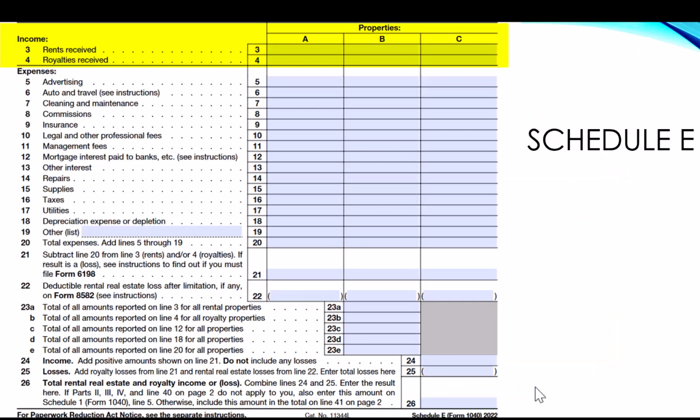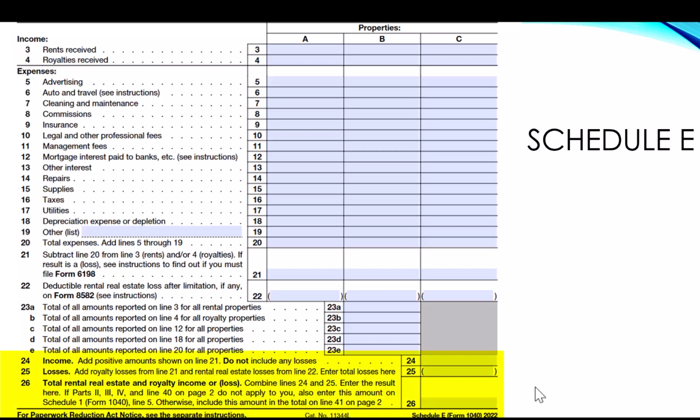We also have a spot to list the various income that was received, whether it be from rents or royalty, as well as the common expenses that are incurred in generating the rents and royalty. Similar to Schedule C, we can see that there's common expenses that are likely ordinary and necessary, such as advertising, automobile use, cleaning and maintenance, insurance, management fees, repairs, supplies, taxes, utilities, and so on and so forth. Once you've identified all of the income and the expenses, you can determine whether you have a net income or loss from the rental activity.